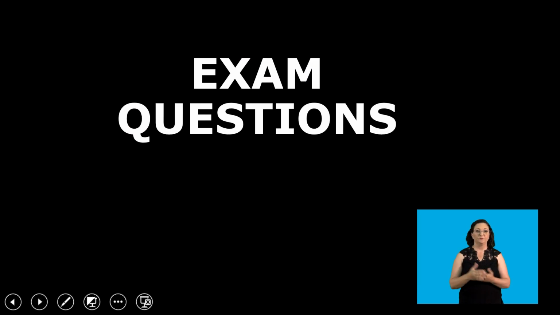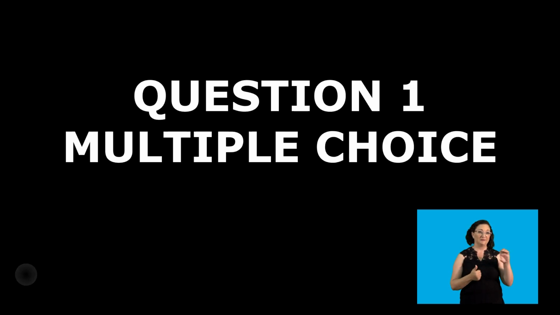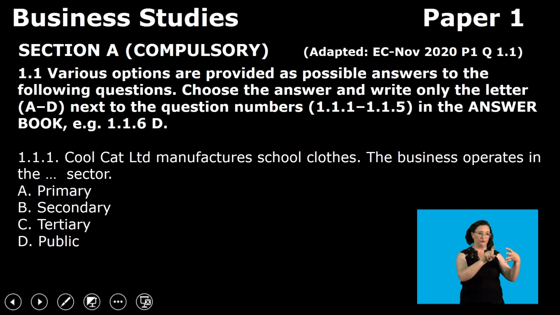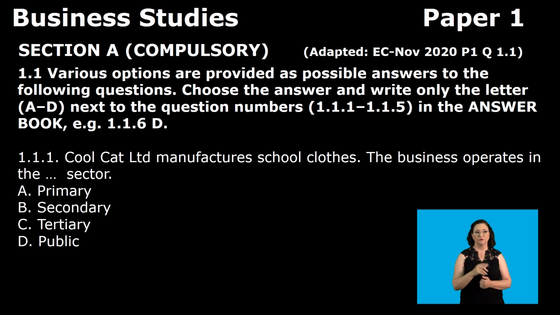All right, we're going to start with our exam questions. Let's start. Don't forget I said to you section A, there's multiple choice questions. Right. Don't forget here, when you get your question paper, you need to read the instructions very carefully. Section A is compulsory. What does that mean? It means everybody is expected to answer this question. All right, it's 1.1. It says various options are provided as possible answers to the following questions. Choose the answer and write only the letter A to D next to the question numbers.